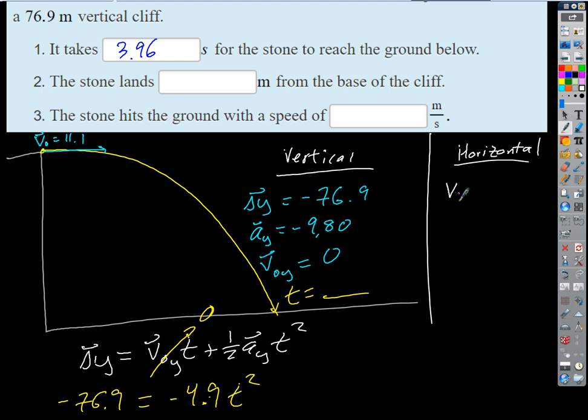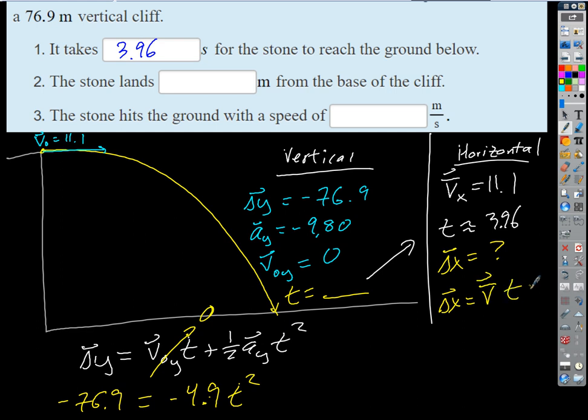So then horizontally, what do we know about the motion? 11.1 meters per second. Okay, so the constant velocity, we can call it average then. The average velocity in the x direction is 11.1. We know the time from over here, about 3.96. Calculator number's better. And we're trying to find displacement, right? So delta x equals what? Which equation do we use? Number 1. Delta x equals v bar t.